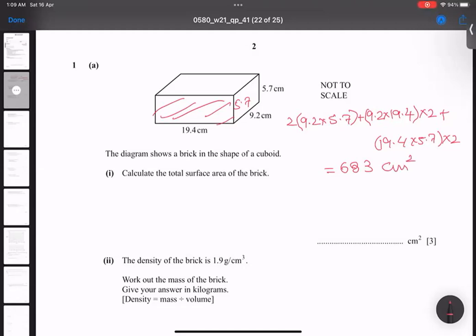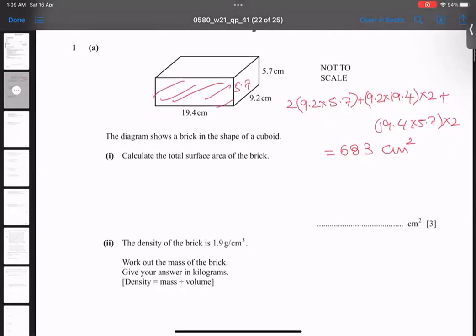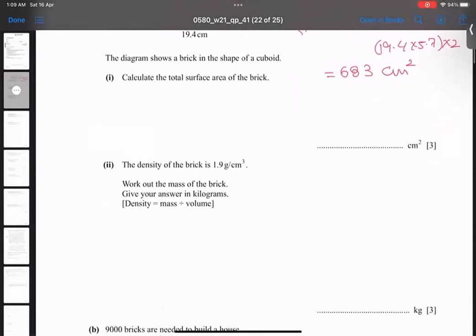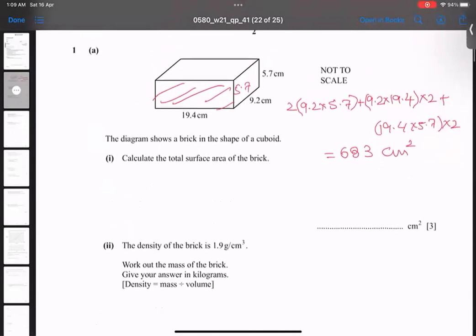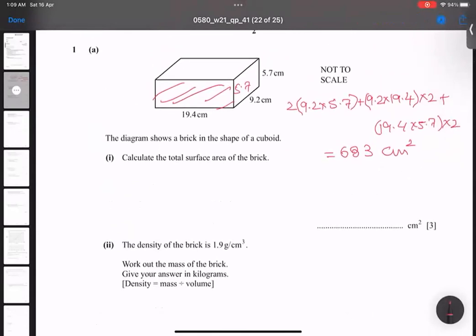For the second part, he's asking to work out the mass. How to find the mass? We have been given the formula: you can see that density is equal to mass divided by the volume. So I'm writing here, D is equal to mass by the volume. If I'm looking for the mass, the volume will multiply there. So mass becomes density times volume.